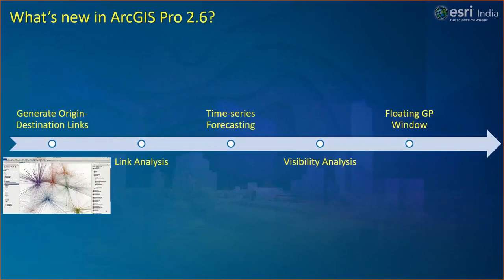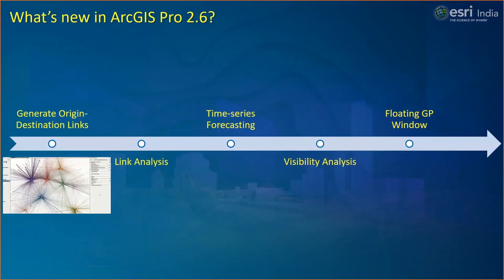So what's new in ArcGIS Pro 2.6? We have the Generate Origin Destination Links tool, which will create connecting lines from origin features to destination features. This is often referred to as spider diagrams. It helps us conduct very simple analysis, like where the person lost his vehicle and the location in which it was recovered.